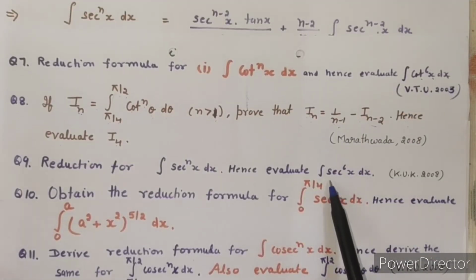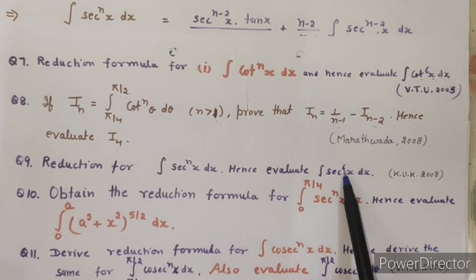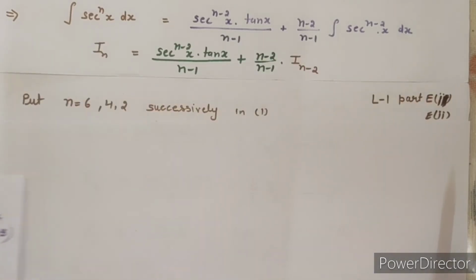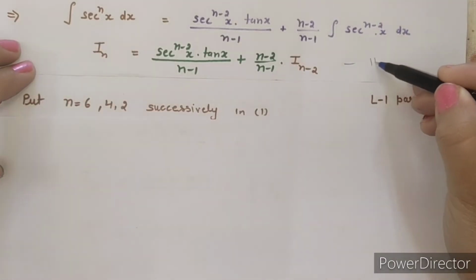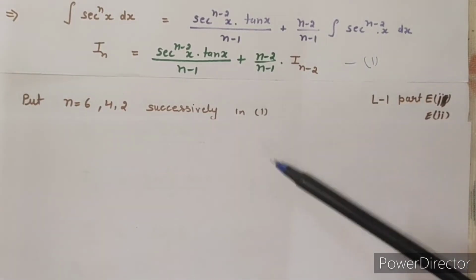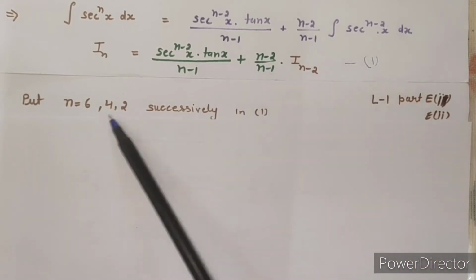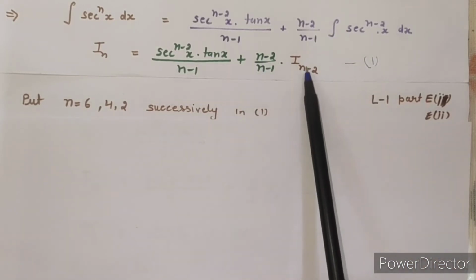Now to derive the deduction part, integration of secant 6x dx, I will put n is equal to 6 in this equation. Suppose this is equation number 1 here. Put n is equal to 6 on the left hand side and on the right hand side. Then I will put 4 and then I will put 2 in this equation.